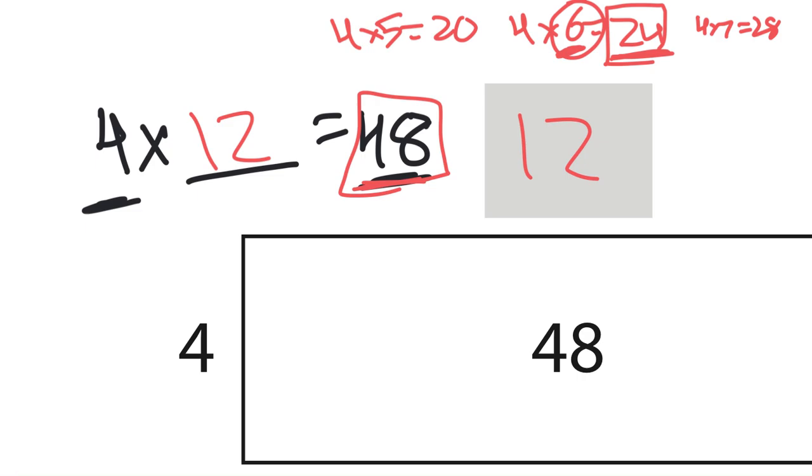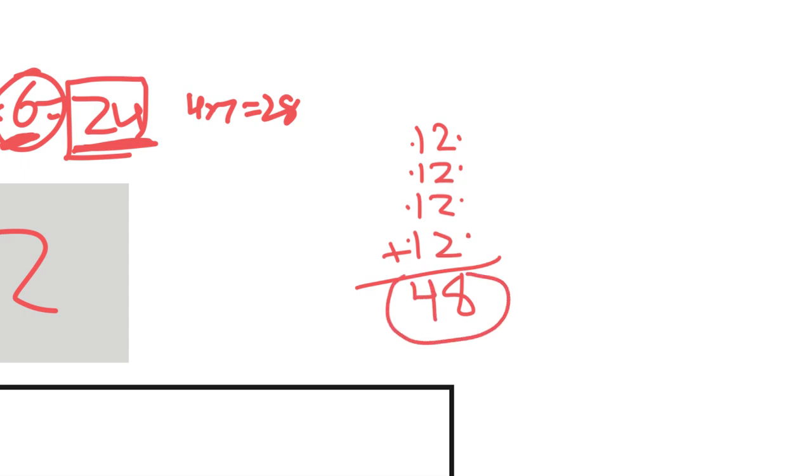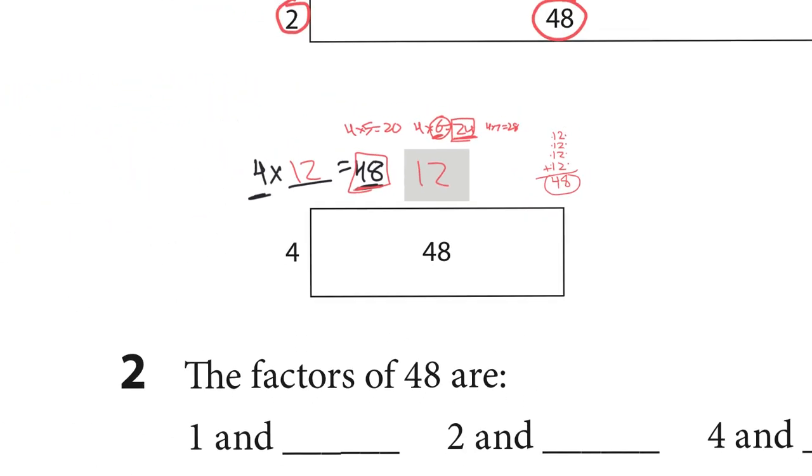And if you were not confident that that is the answer, you could double check by taking 4 12s and adding them together. 2, 4, 6, 8. So this is an 8 down here. 1, 2, 3, 4 right here. Ooh, and we are correct. That is 48.